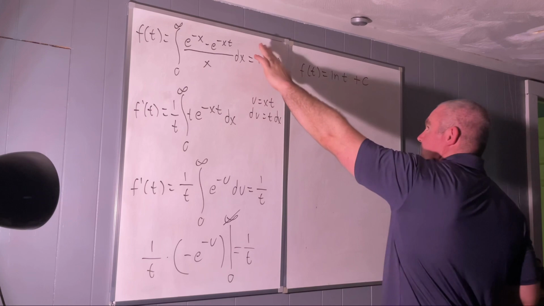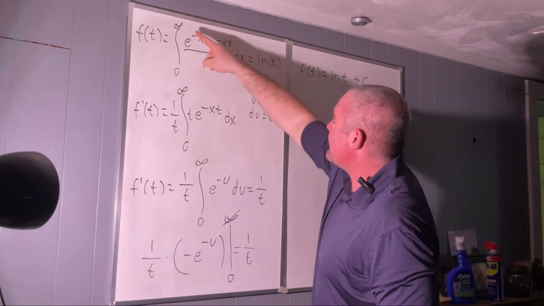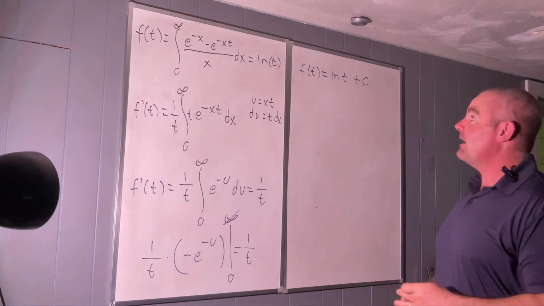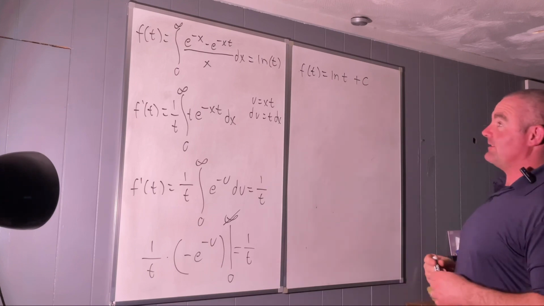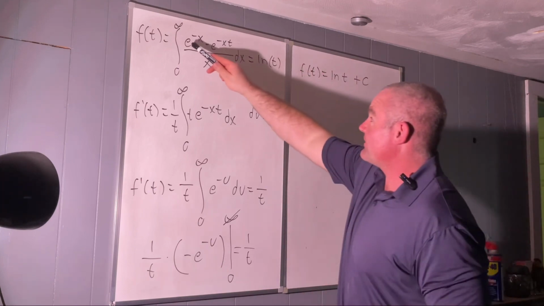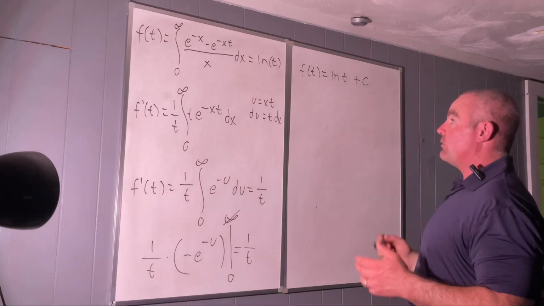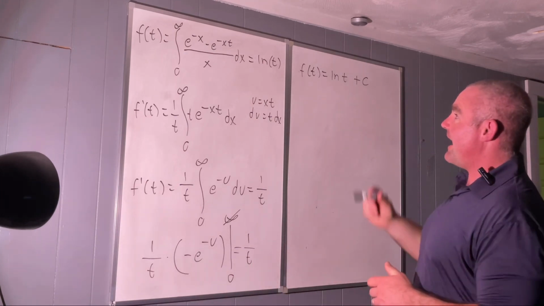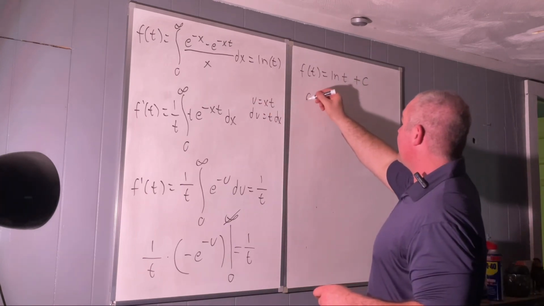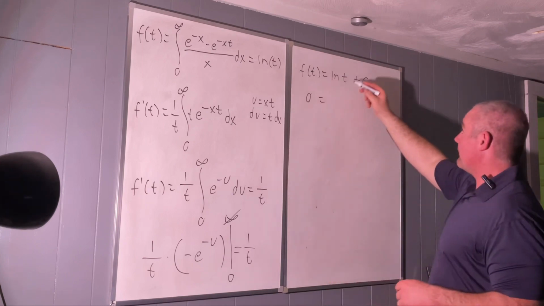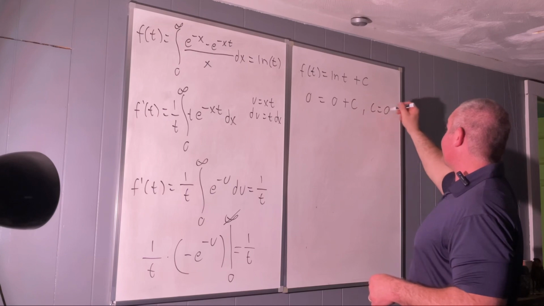But we can't cheat by using this part. So we're going to have to find a nice value for t that we can plug into this to give us a good answer. Well, the obvious thing to do is to let t equal 1, because then we just have e to the negative x minus e to the negative x on top, or just 0. So the whole thing would be 0. In other words, f evaluated at 1 would be 0. So 0 is equal to the natural log of 1, which is 0, plus c, giving us c equals 0.